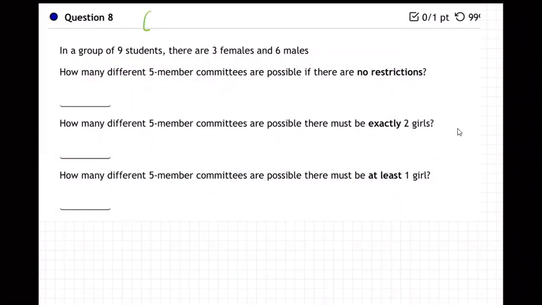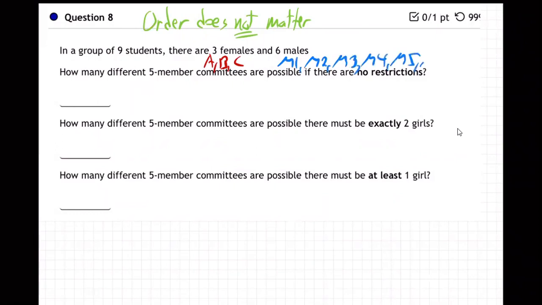Well, the first thing to realize in this problem is that order does not matter. Do you realize that? If the 9 people, let's say A, B, and C are the 3 females, and then male 1, male 2, male 3, male 4, male 5, male 6. Here I'll try to color code this. I'll do pink for girls, blue for the boys. All right, 3 females, 6 males. Okay, you'll have different numbers than me.